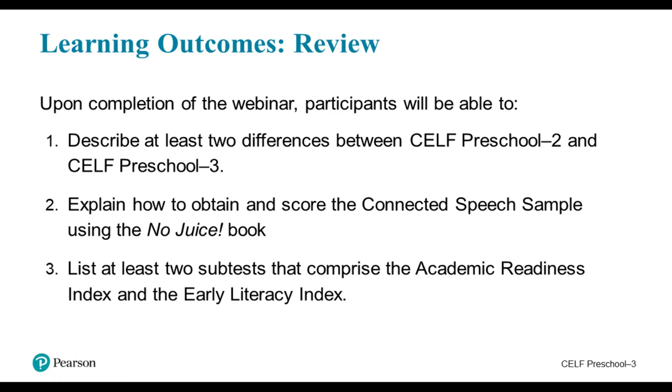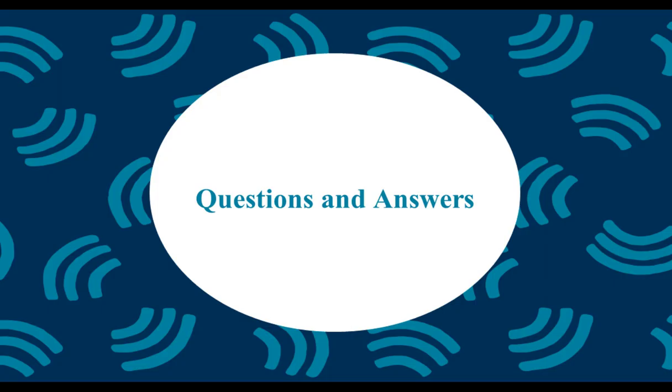And for number 3, list at least 2 subtests that comprise the Academic Language Readiness Index. Those subtests are the Expressive Vocabulary subtest, Following Directions, and the Descriptive Pragmatics Profile. And then the Early Literacy Index consists of Phonological Awareness and the Preliteracy Rating Scale.